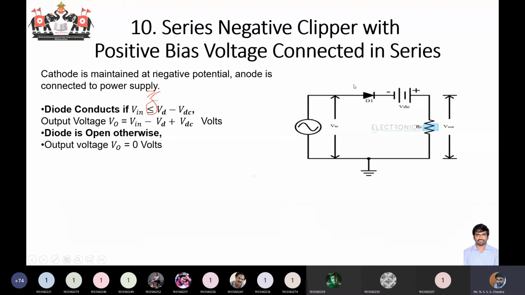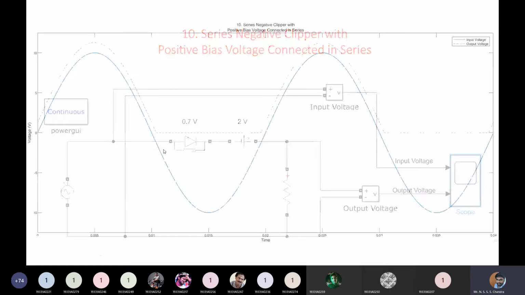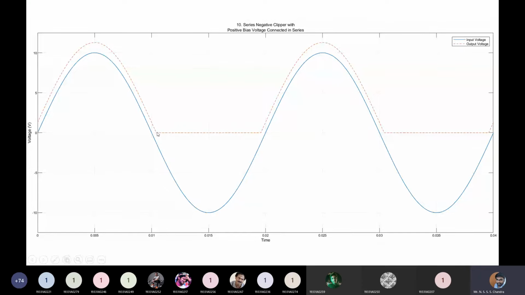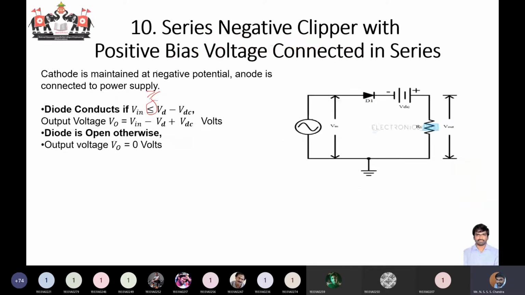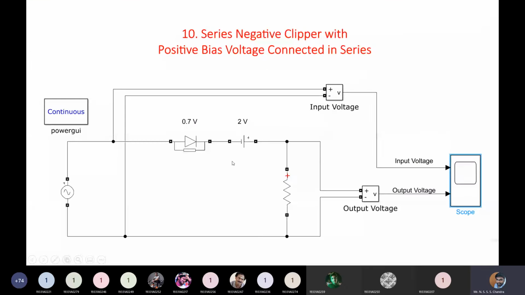If the diode is open, then these output terminals are not connected to the supply at all. Even this negative terminal is not connected to the ground. So it is as if the Vout is equal to 0 volts. That's why in the output waveform you are getting output voltage equal to 0 when the diode is not conducting. So diode will conduct as long as Vin is less than VD minus VDC. Okay, so next circuit we shall go.